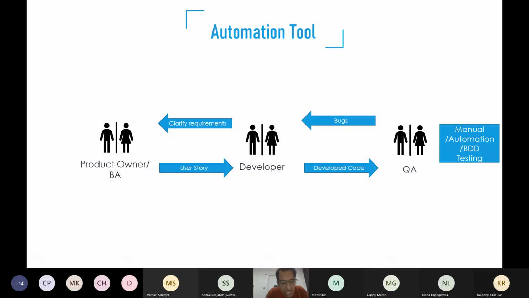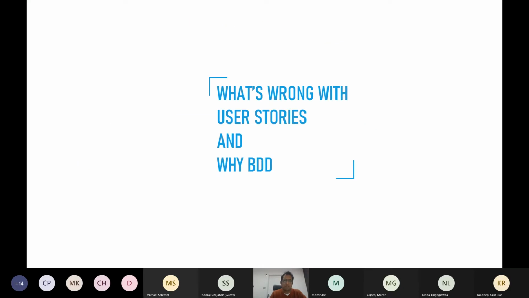It happens time and again in many projects. The main issue I've noticed, and many industry stalwarts have noticed, is that this is mainly because the three amigos are not in sync. Yes, some teams do collaboration of the user story, but still there's always that missing element. There's always that misunderstanding. Let's look at why it happens. Let's look at what is wrong with the user stories and why BDD.